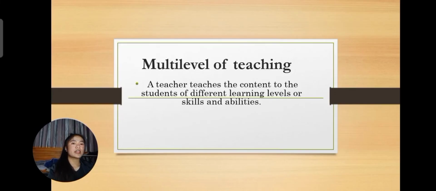So let's proceed to multi-level teaching. A teacher teaches the content to students of different learning levels, skills, and abilities. In other words, multi-level teaching involves teaching students of multiple levels at once. In schools, this is often referred to as differentiation and involves teaching the same objectives to various learners at different levels. It's basically teaching the same concept at various learning levels.